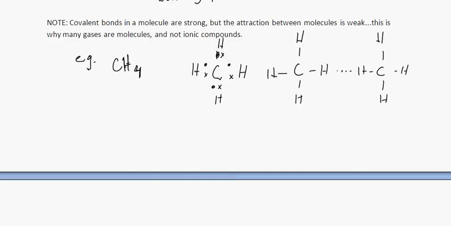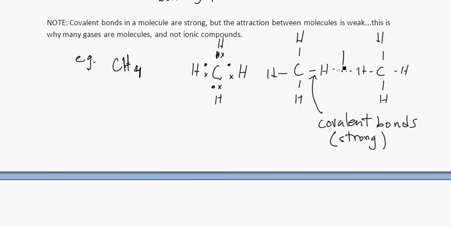Okay, I'd just like to elaborate a little bit on what I was saying in the last video about the attraction between molecules. So what I'm saying is that even though these bonds, these are the covalent bonds, and these are strong, there exists between molecules an attractive force. This is called an intermolecular force. It's something you'll learn more about in grade 11.